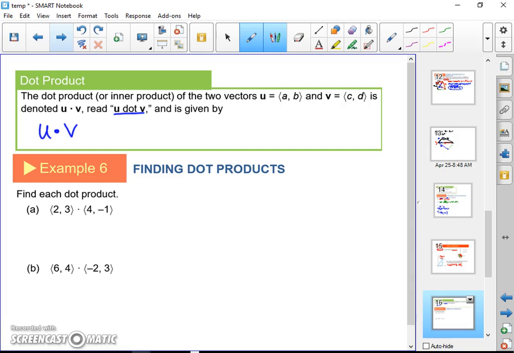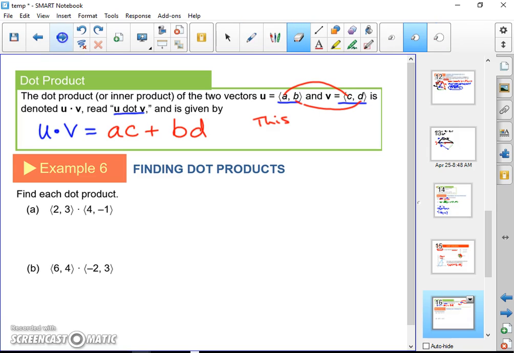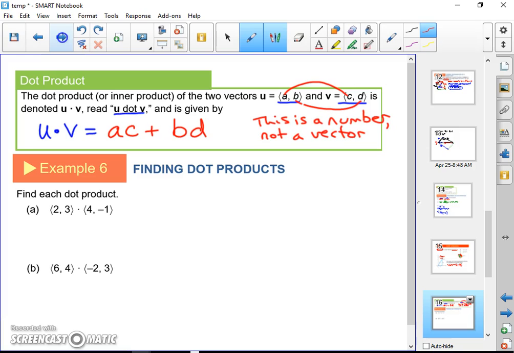U dot v equals, and so notice over here you've got these 2 vectors. We're going to dot product those. Really all you do is you multiply those and multiply those and add them together. So it's going to be AC plus BD. This is a number. Not a vector. It's just going to be a number. And that number is going to tell us something about the angle between 2 vectors.